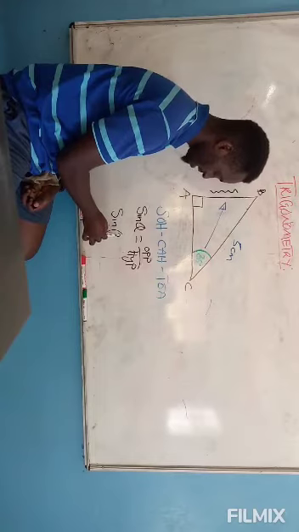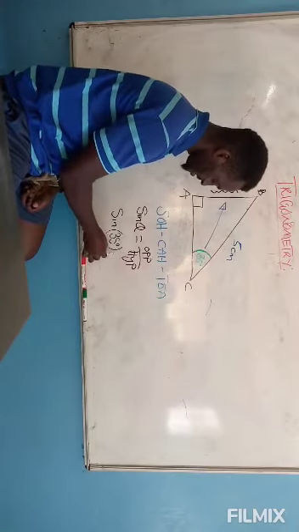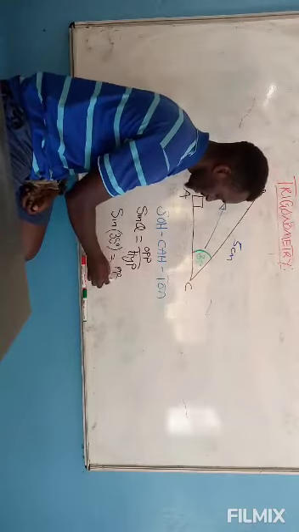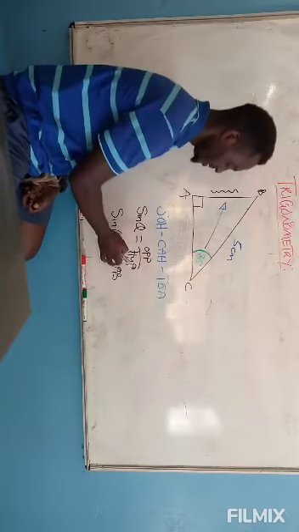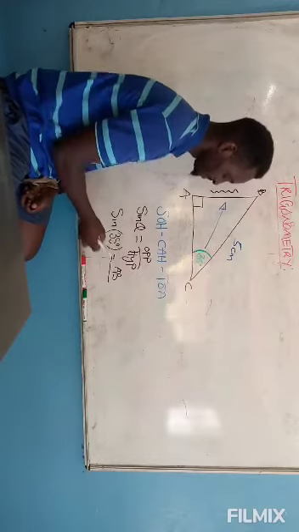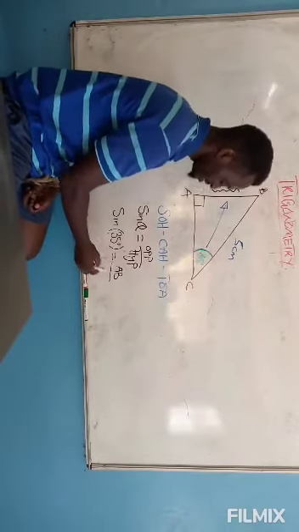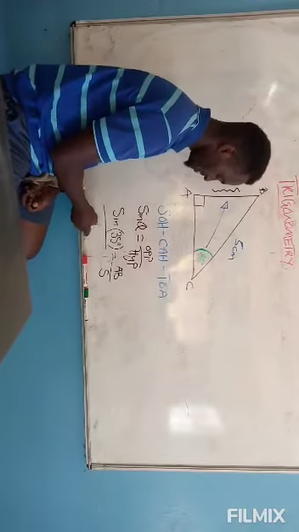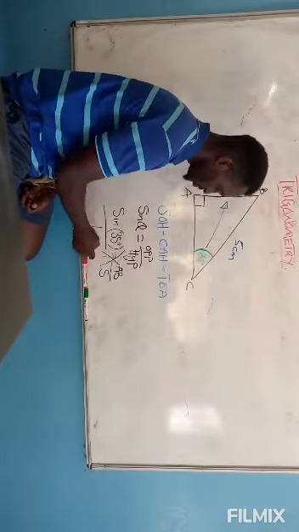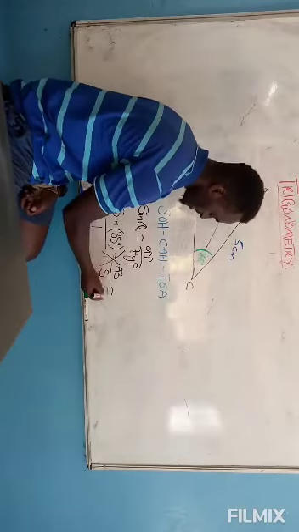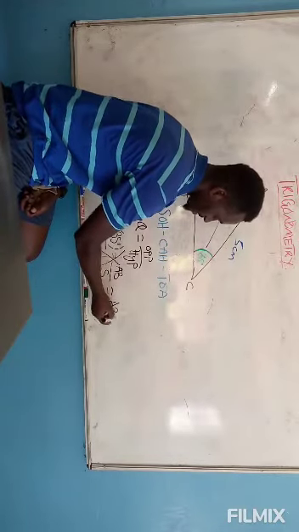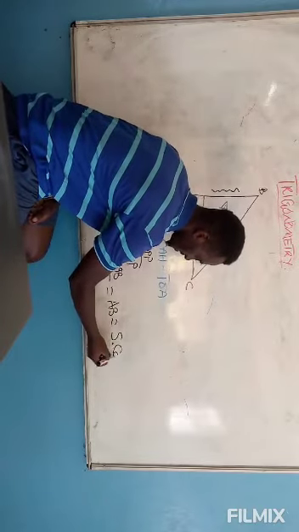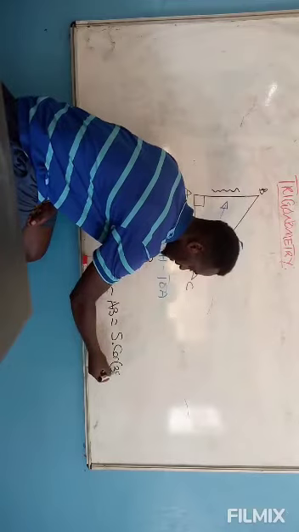So sine theta, the angle, 35 degrees, is equal to the opposite, which is side AB, which I'm calculating for, over the hypotenuse side, which is 5 centimeters. So again, I will divide by 1, then cross multiply, which will give me side AB is equal to 5 multiplied by sin 35 degrees.